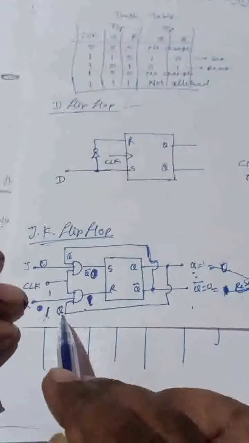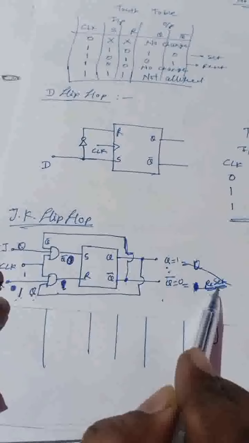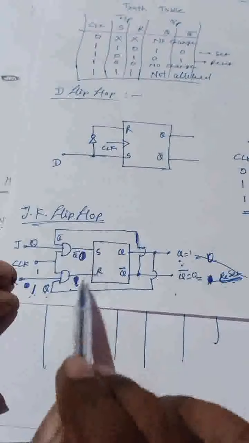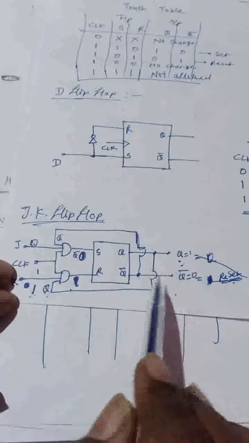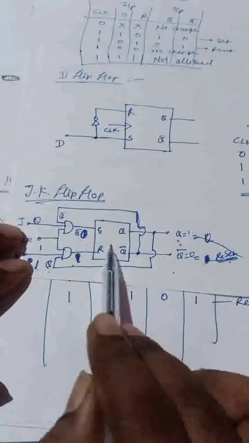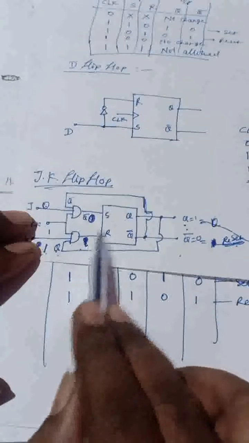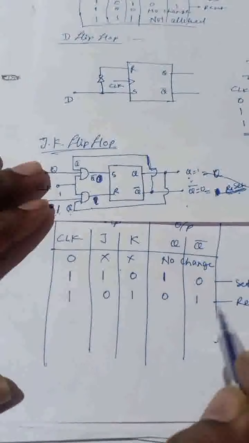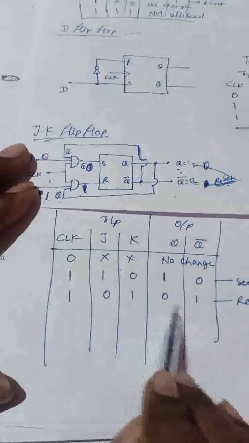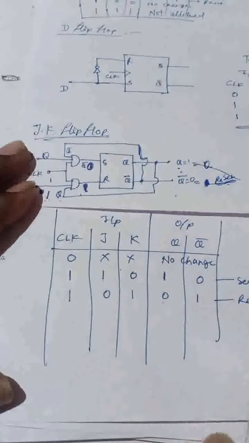What is the conclusion? If previously it is in reset condition, it remains in reset condition because S0 R0, there is no change. If it is previously in a set condition, it goes into reset condition because R becomes 1, S becomes 0. So when J equal to 0, K equal to 1, it goes into reset condition.